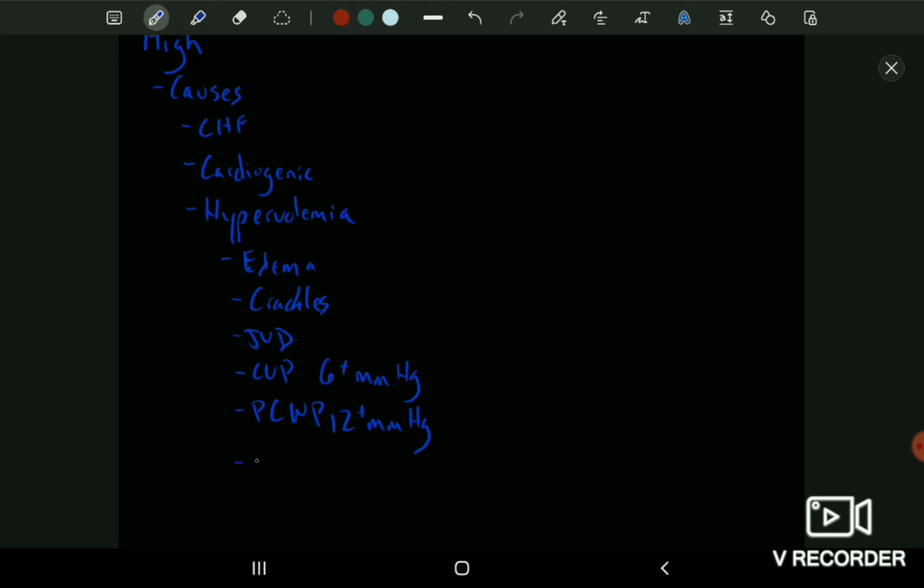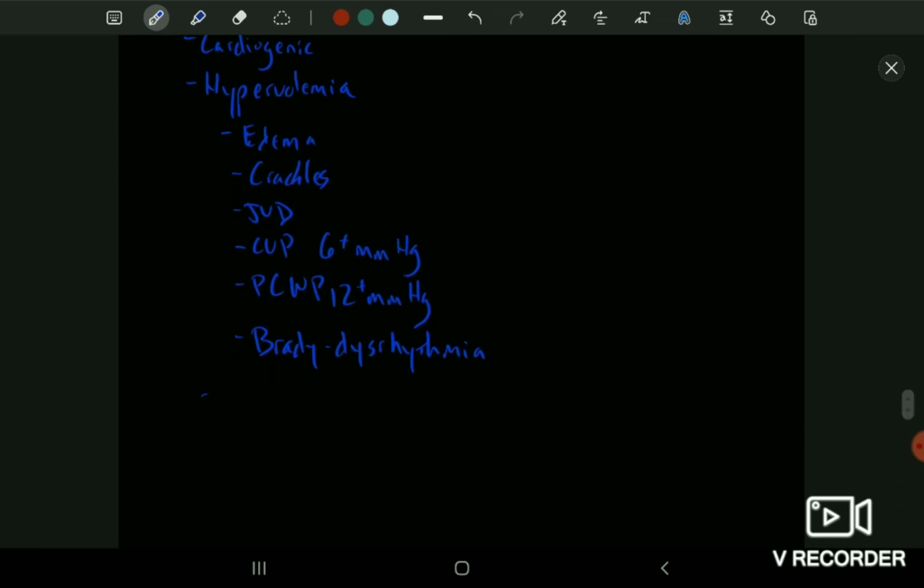Lastly, Brady dysrhythmias. What does that mean? The heart is beating too slow. So if the heart's not beating fast enough, blood is collecting in the chambers, and that's building up that preload. And there can also be a multitude of reasons for these dysrhythmias. And dysrhythmias will be also a different video. But just know that if your heart's not beating fast enough, you have more blood collecting in the heart.